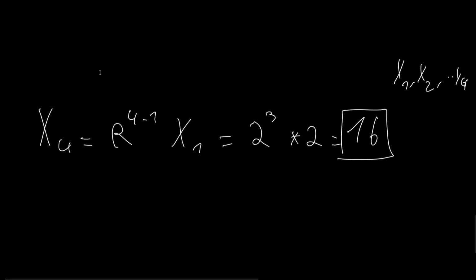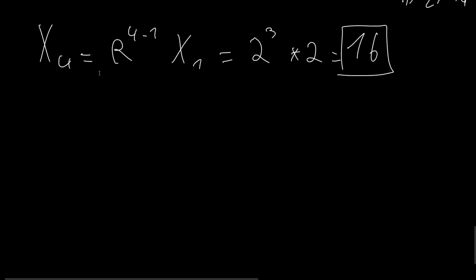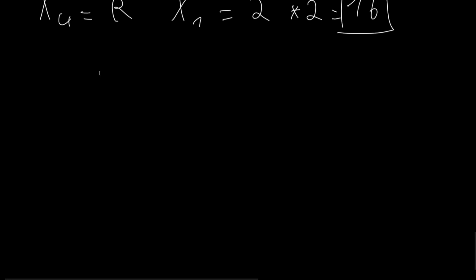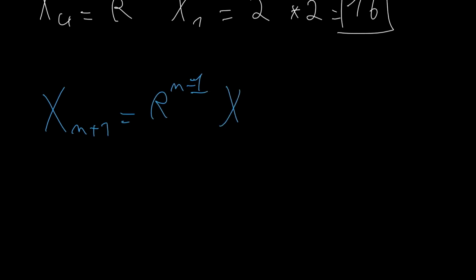Taking another look at the equation that we have previously reached, xn plus 1 equals R to the n minus 1 times xn.